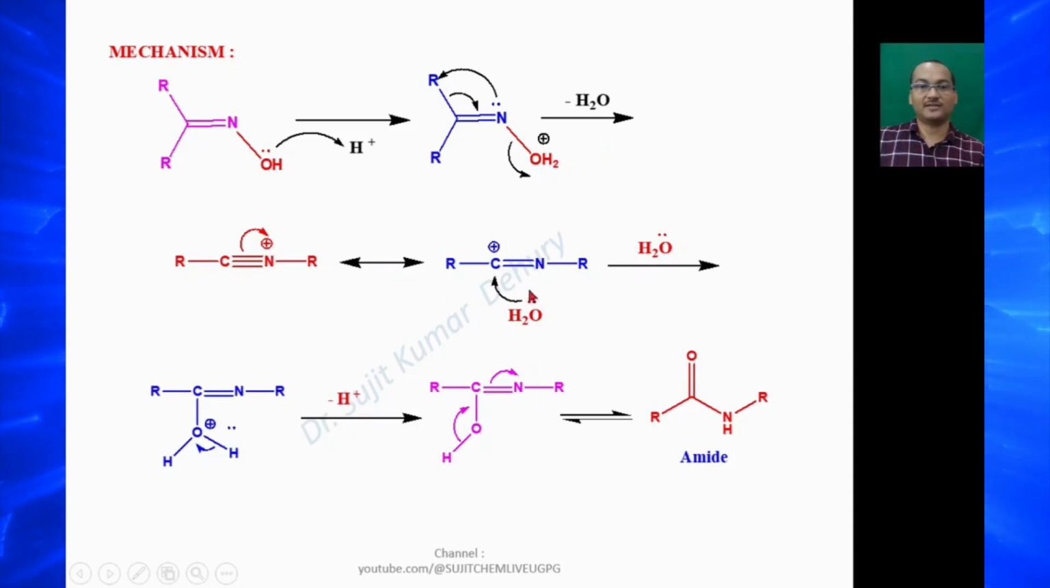This undergoes resonance, and we end up with a carbocation. Water can act as a nucleophile and attack the C plus. You get this protonated water, and it will lose one proton, giving rise to this enol, and this enol tautomerizes to give rise to the amide.